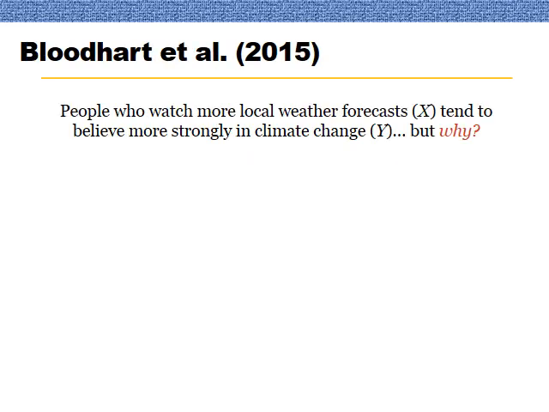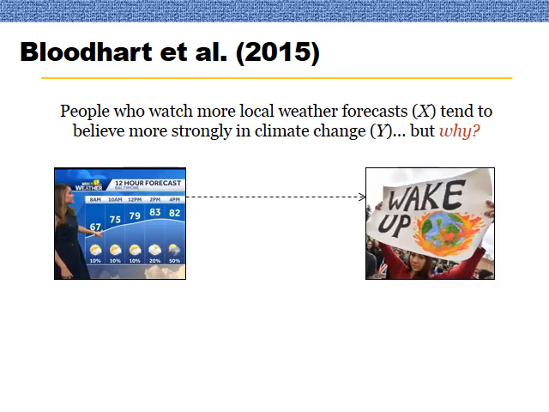Here is the example that I'm going to base your practice exercise on for this week. There is an overall positive relationship between watching weather forecasts on television and believing in climate change. Generally speaking, people who watch weather forecasts more often tend to believe more strongly in climate change. The question is, why does that relationship exist? What is it about watching the weather on TV that maybe causes people to believe more strongly in climate change?